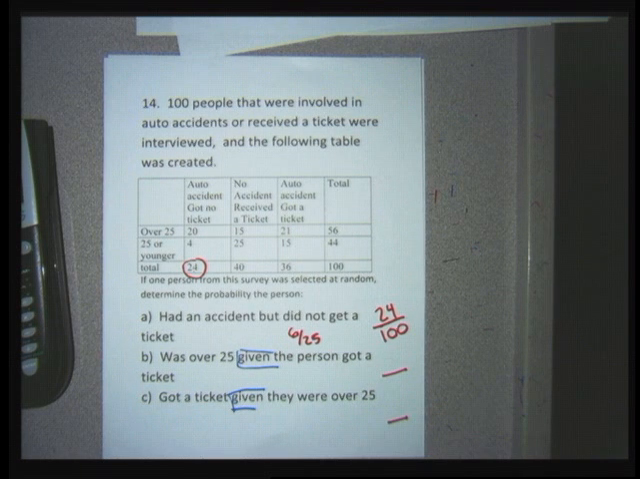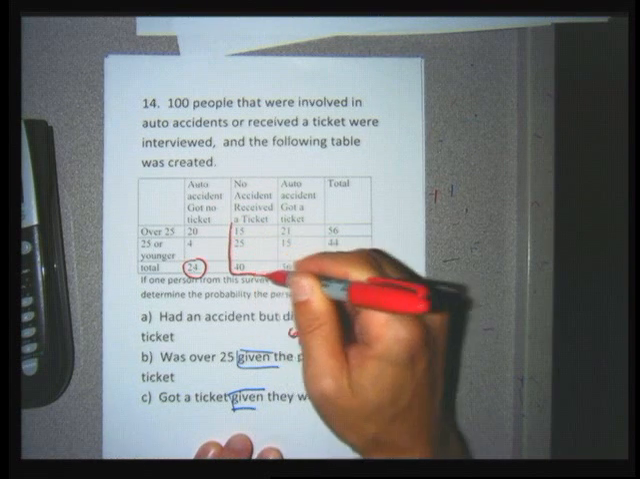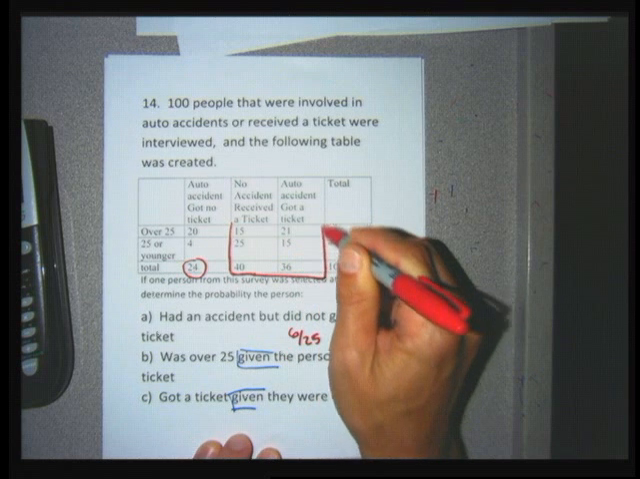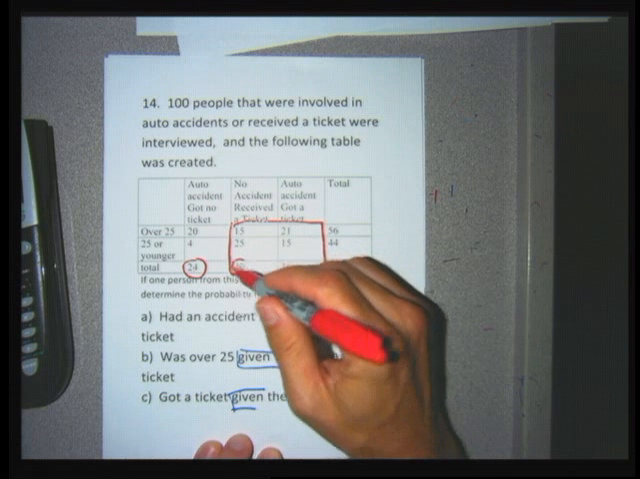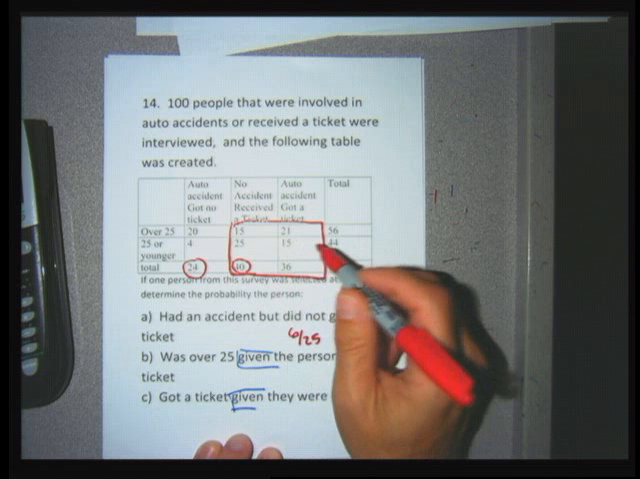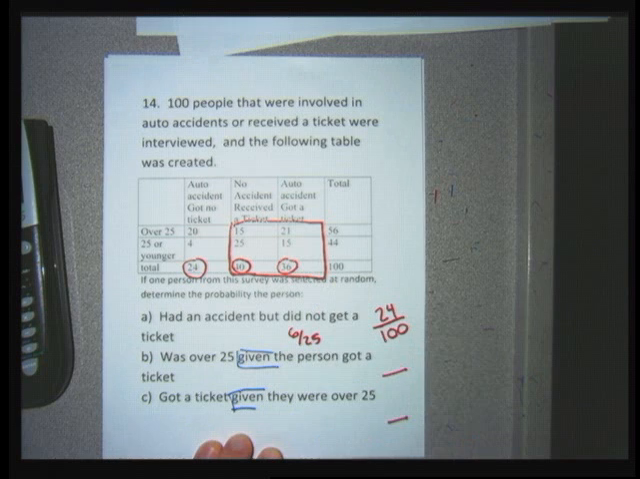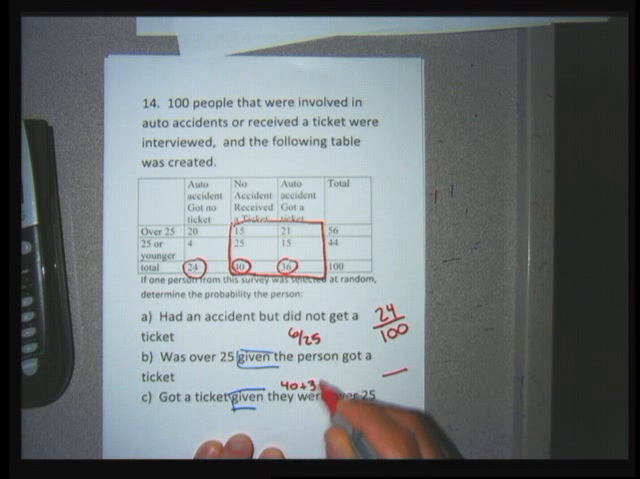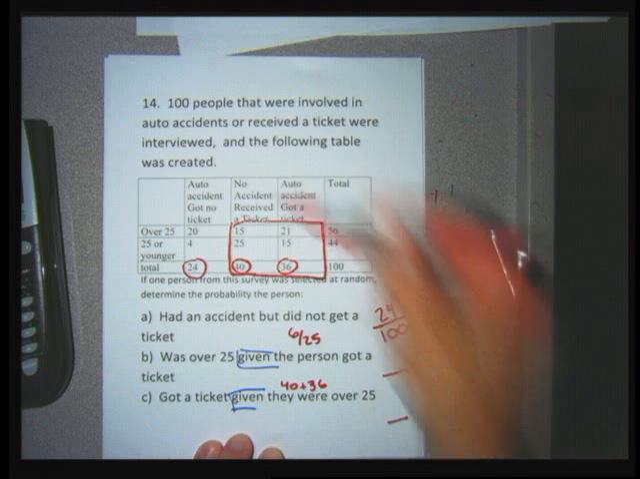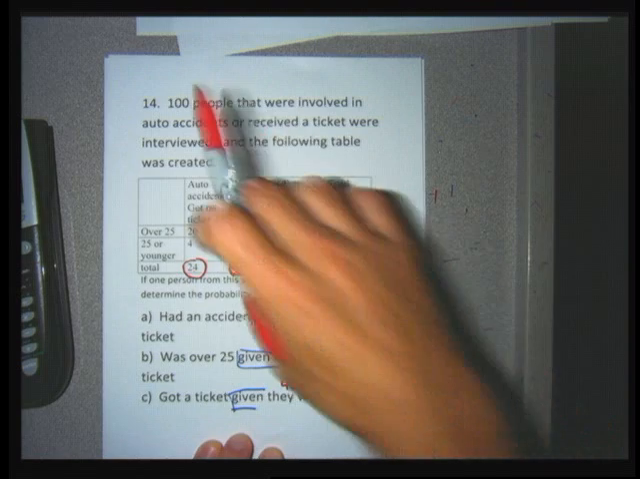If I look at this, this is the portion of the chart where people got tickets. Very specifically, there were 40 people that had no accident and got a ticket, so maybe just speeding or running a stop sign or something, and 36 that had an accident and got a ticket. The denominator for part B is the 76 people of the 100 that were surveyed that got tickets. So there were these 40 and those 36 got tickets. So I'm only looking at this block of the sample space.